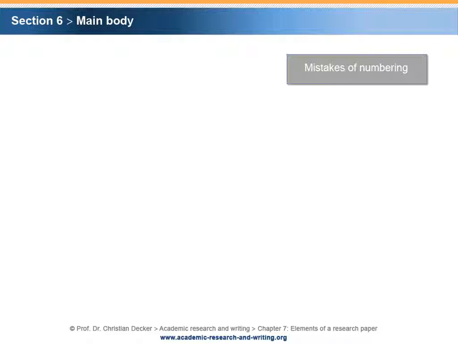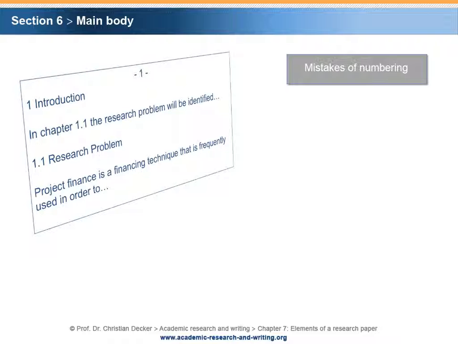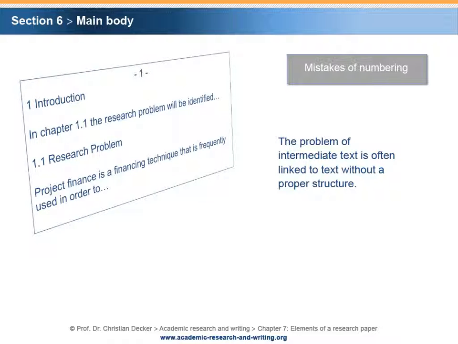Typically, mistakes of incomplete numbering are related to intermediate text. Accordingly, the problem of intermediate text is often linked to text without a proper structure. Intermediate text should be avoided.